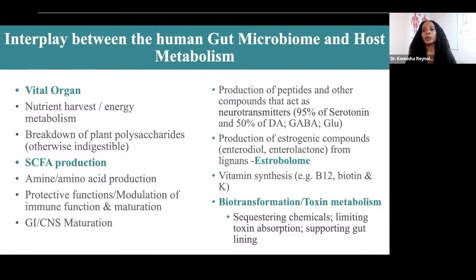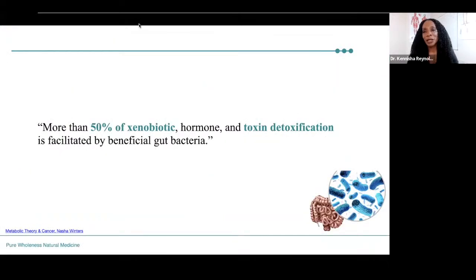Gut bacteria play a role in biotransformation and toxin metabolism, sequestering chemicals and limiting toxin absorption, supporting the gut lining. The bacteria help with the elimination of toxins from our bodies. So if we take care of them, they'll help take care of us and anything that we're exposed to. More than 50% of xenobiotic, hormone, and toxin detoxification is facilitated by beneficial gut bacteria.